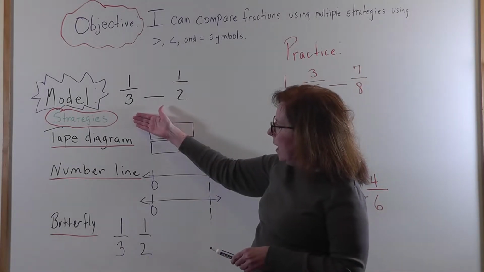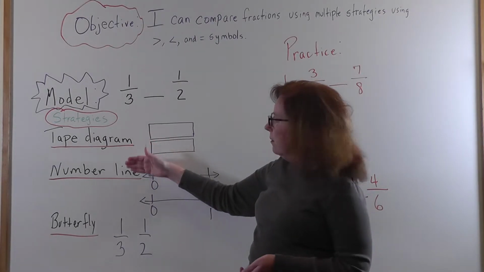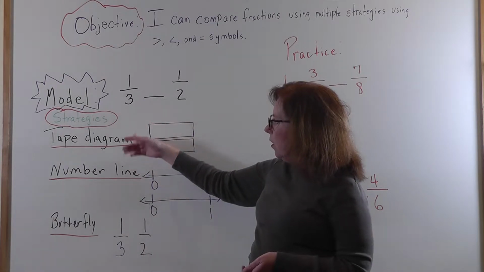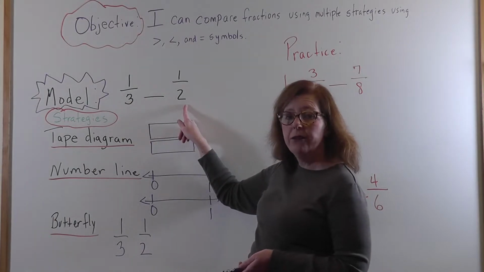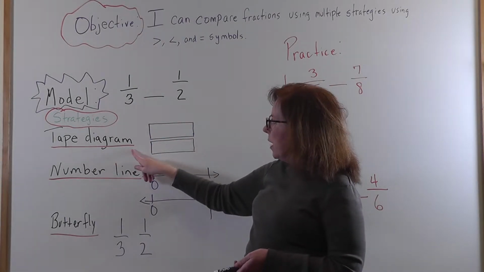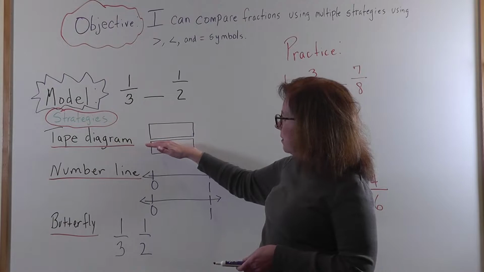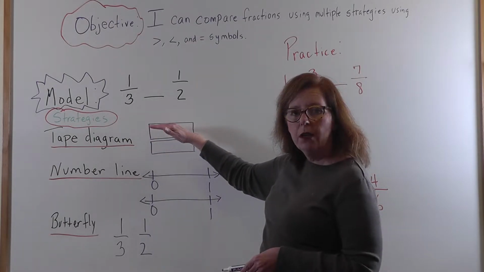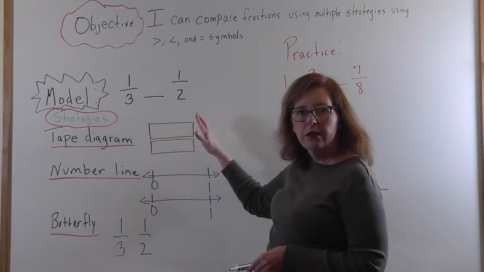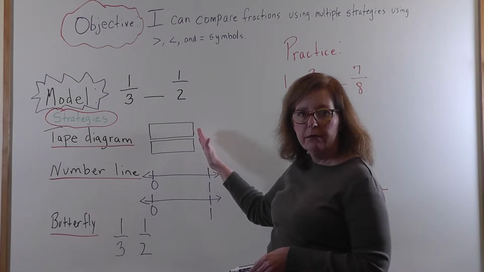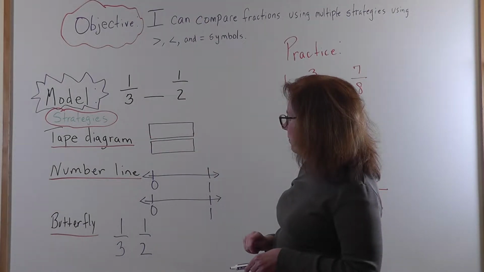Now, I have three different strategies that I can use to compare fractions, and I'm going to show you all three. One strategy to compare fractions, I have a third and a half. One strategy is the tape diagram. When you compare two fractions using a tape diagram, your tape diagram has to be the same length in order for it to be accurate in comparison. So you want to have the same length right here.